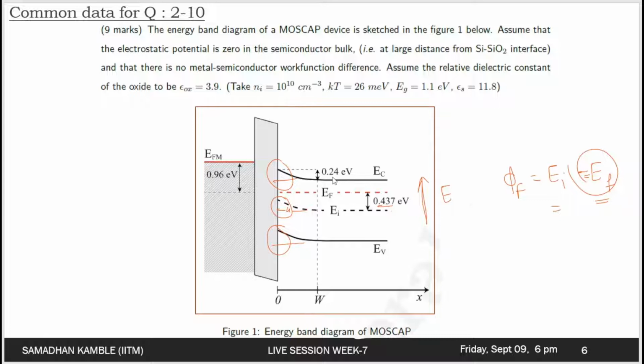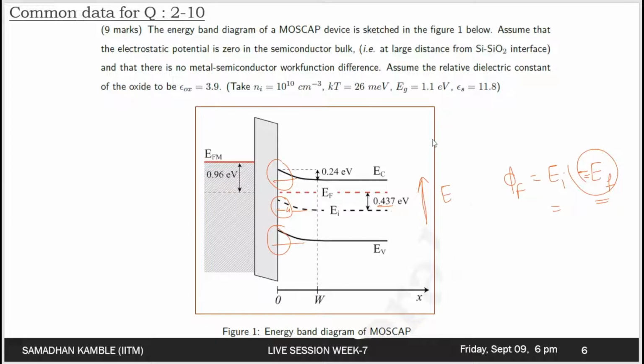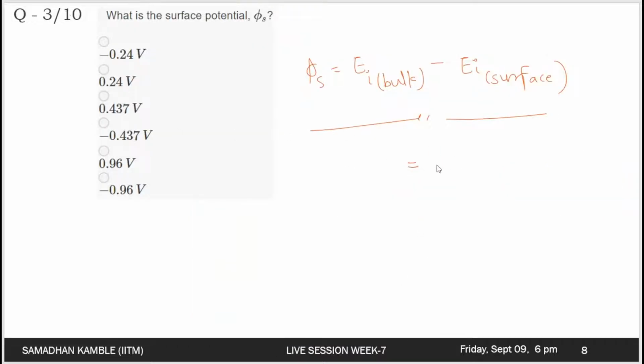You can see that it is 0.24 electron volt, and also we saw that when the bands bend upwards, phi s is negative because on the surface side, EI surface is more than EI bulk. That means the negative part is dominating, giving us the phi s value as negative. So in our case also, the band is bending upwards, so we'll have the value of phi s to be minus 0.24 volt, negative because the bands are bending upwards.